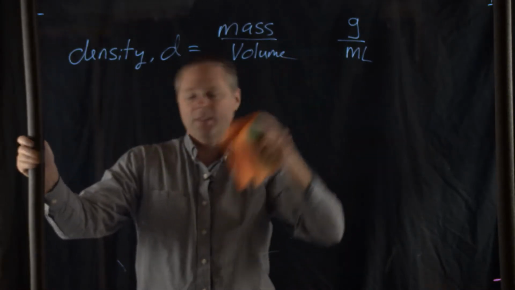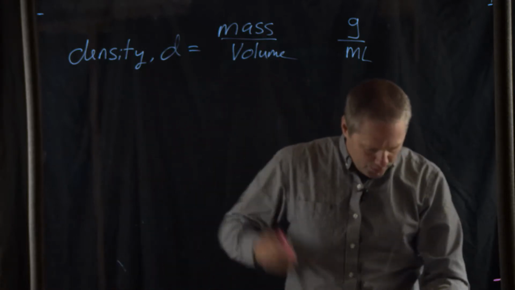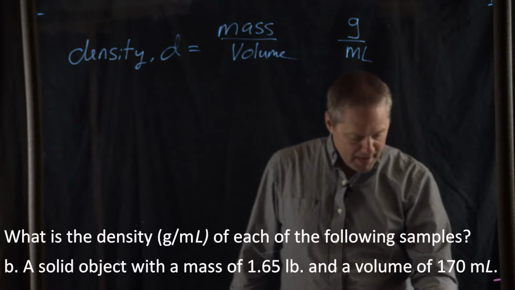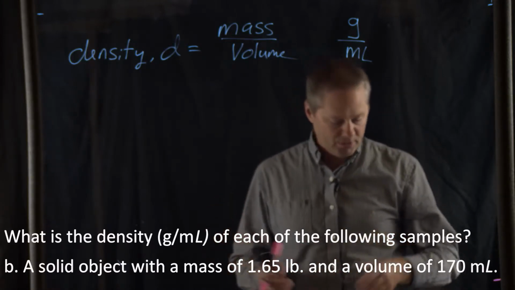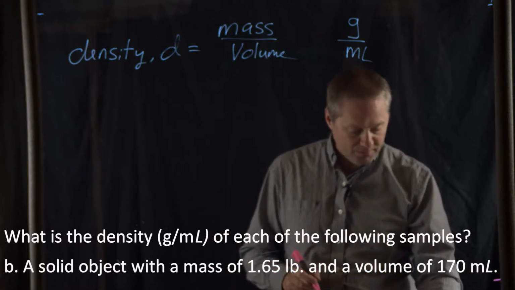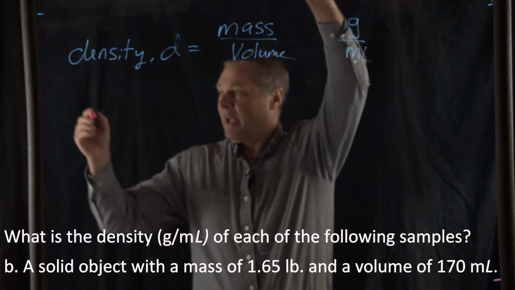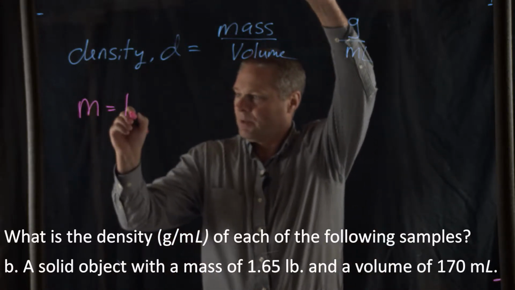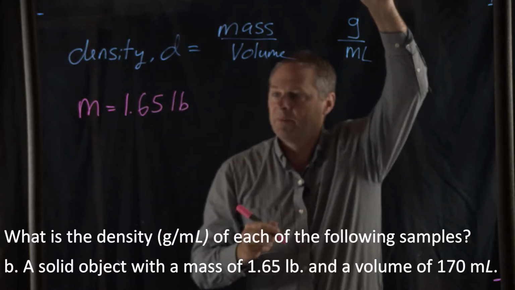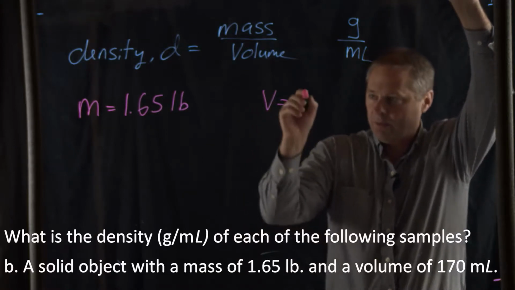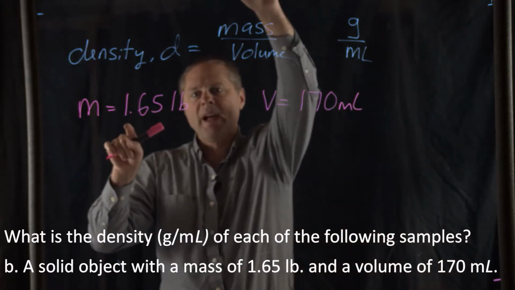I'll just leave this up here on top so you can refer to it. So part B says a solid object has a mass of 1.65 pounds. We have to go from the English system to the metric system. It has a volume of 170 milliliters. Now, we know that the mass is going to be equal to 1.65 pounds, and the volume is going to be 170 milliliters. So we've got to convert this mass into grams.